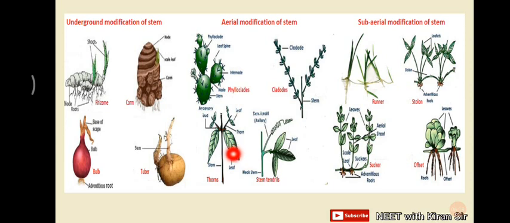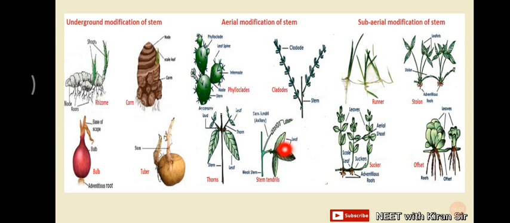Some questions ask, name the stem modification meant for protection, then you can say a thorn. Don't write spines. Then another one is meant for mechanical support, or you can say climbing. In case of climbers, we find the axillary bud is modified into a spring or coiled-like structure, and we are going to call it stem tendril. The best examples are the cucumber, the watermelon, all the climbers. The family we call Cucurbitaceae.